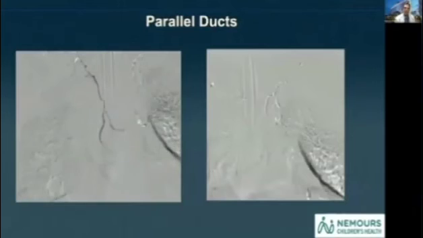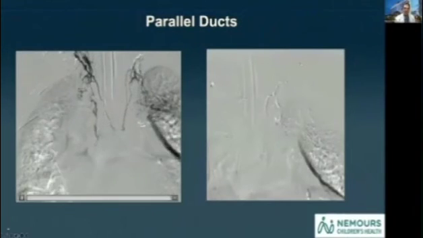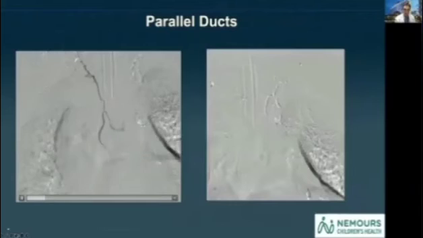There are multiple technical aspects. This is an example of a patient that has a parallel system, and a lot of the time we have two thoracic ducts, sometimes three. Obviously the one on the left is probably the one that's problematic. So what can we do here?